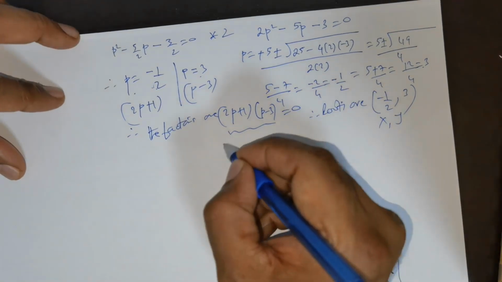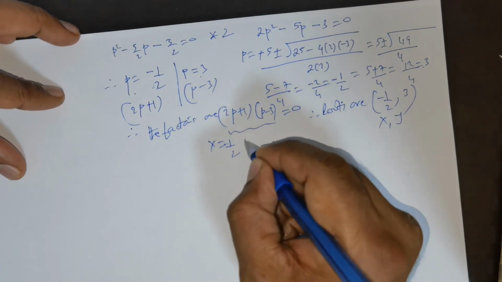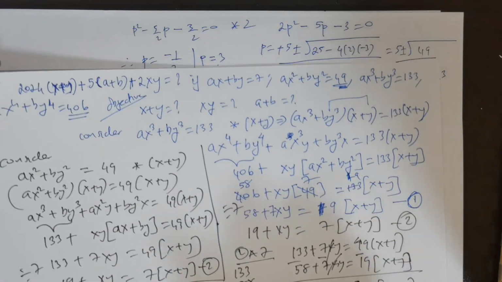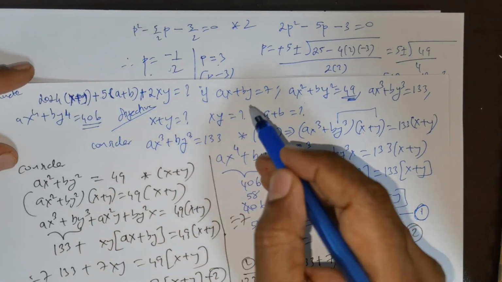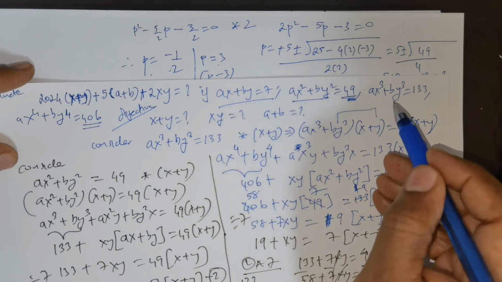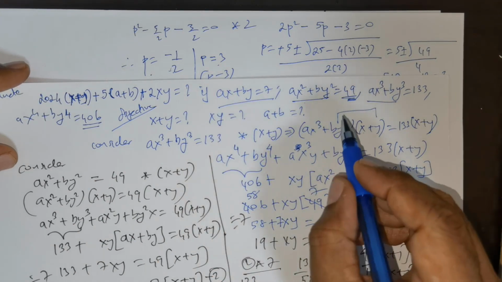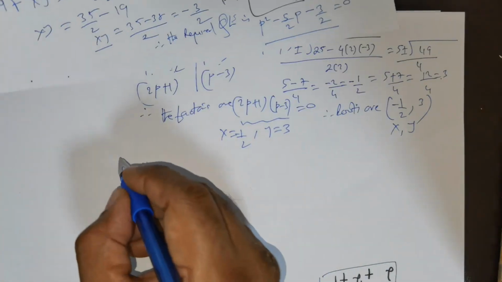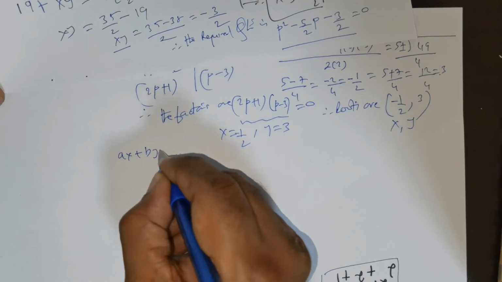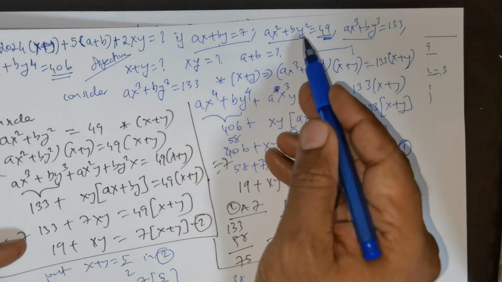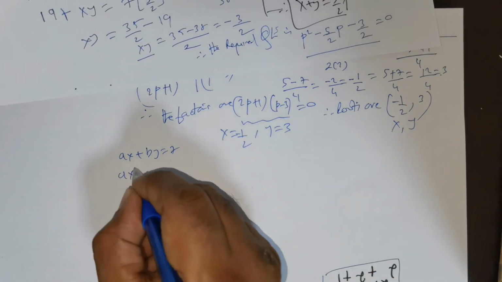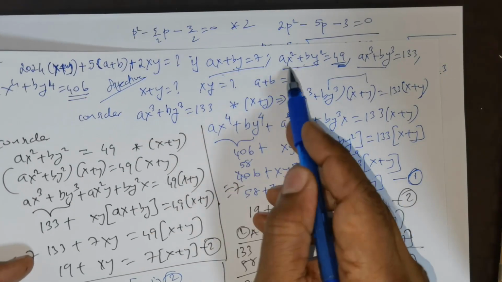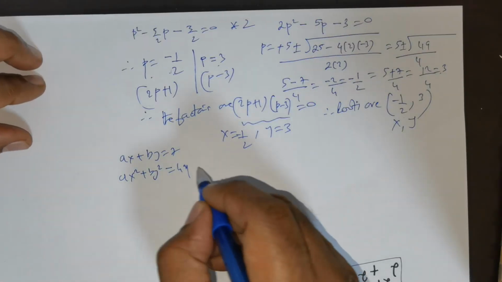So I can take x is equal to negative 1 over 2 and y is equal to 3 to be the roots, and substitute them and solve for a, b, c. So what I wish to do is put in the values over here. So I got ax plus by is equal to 7. This is one system. I'm taking the next system, a times x squared plus b times y squared is equal to 49. I can take these two systems. It's up to you which one you want to take.